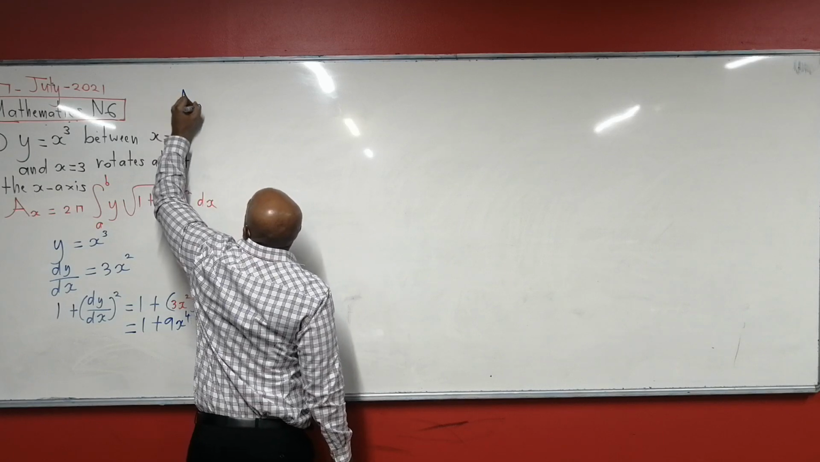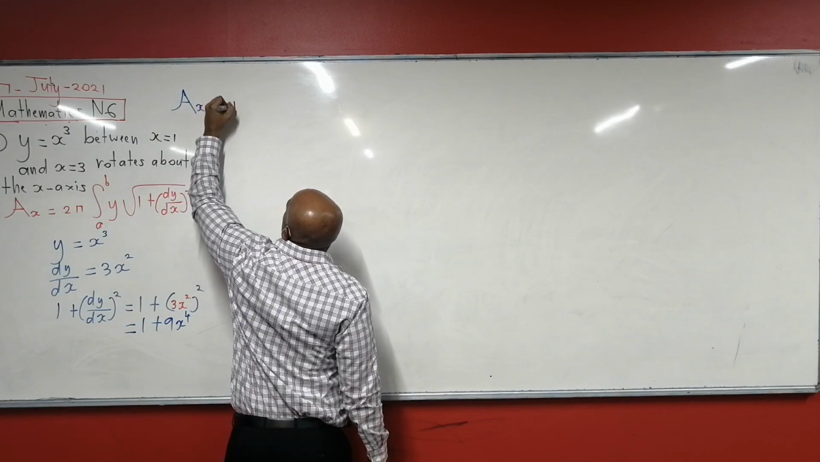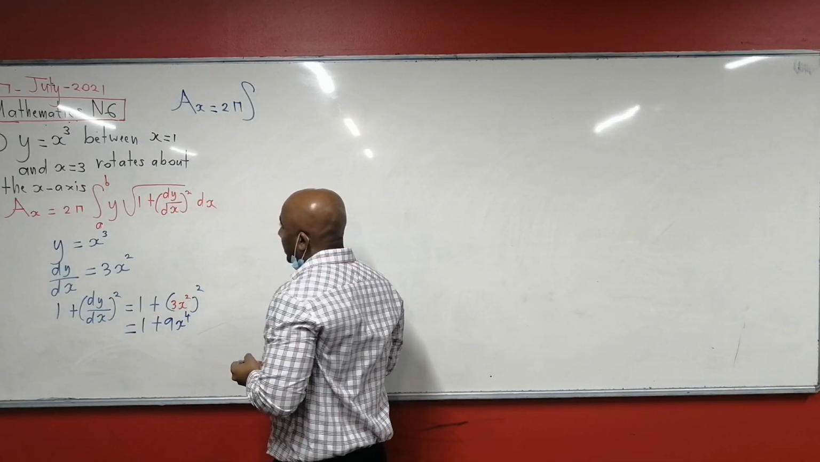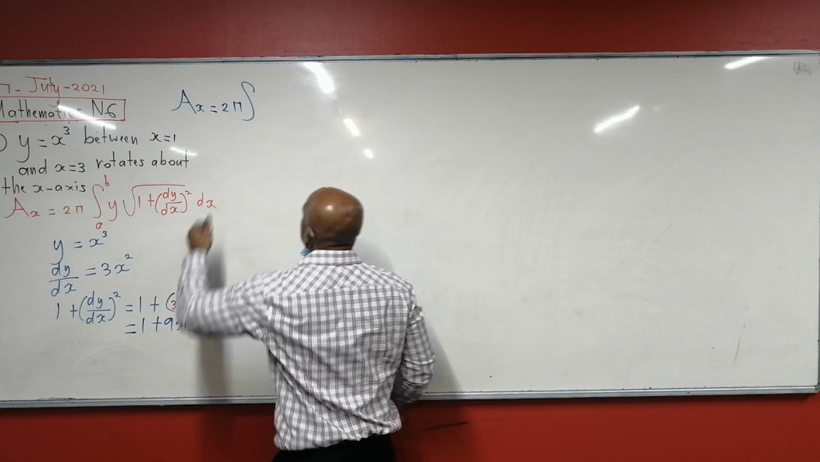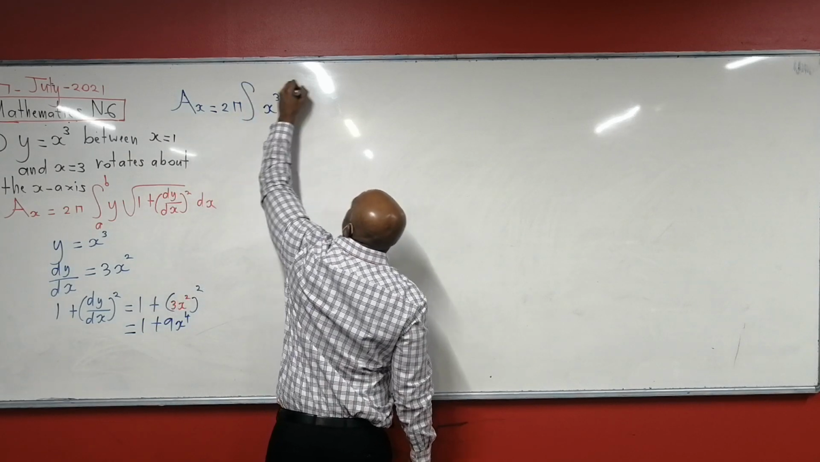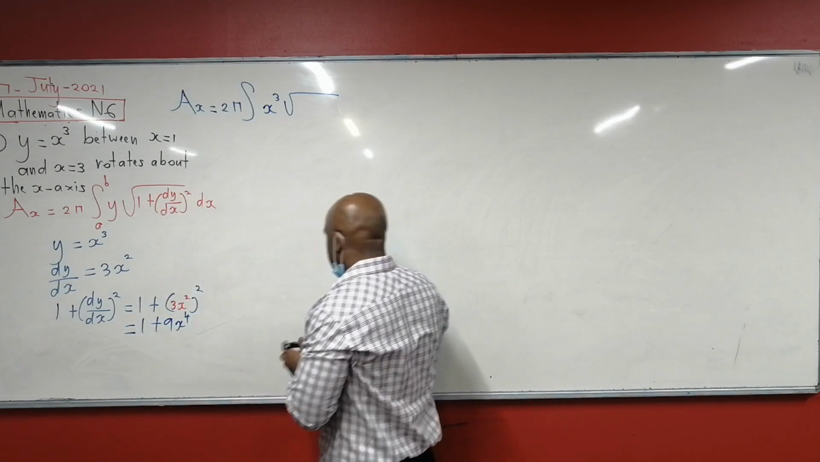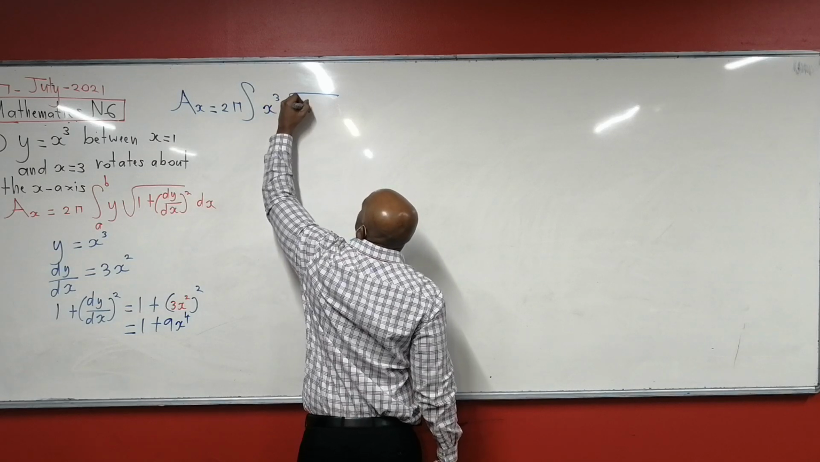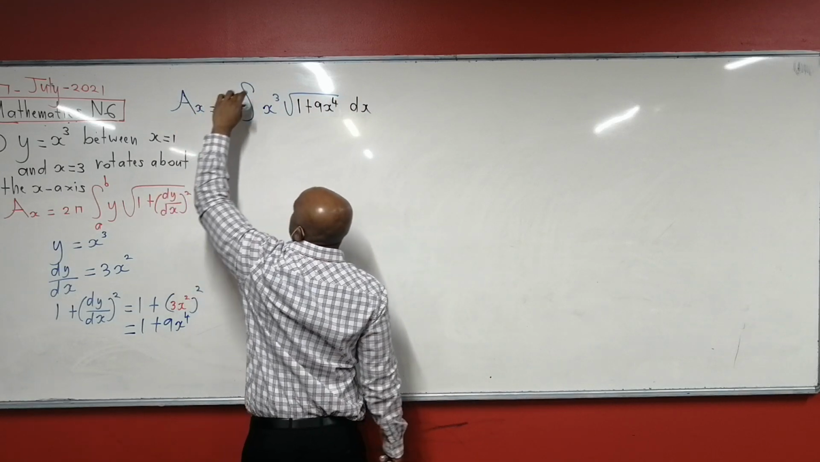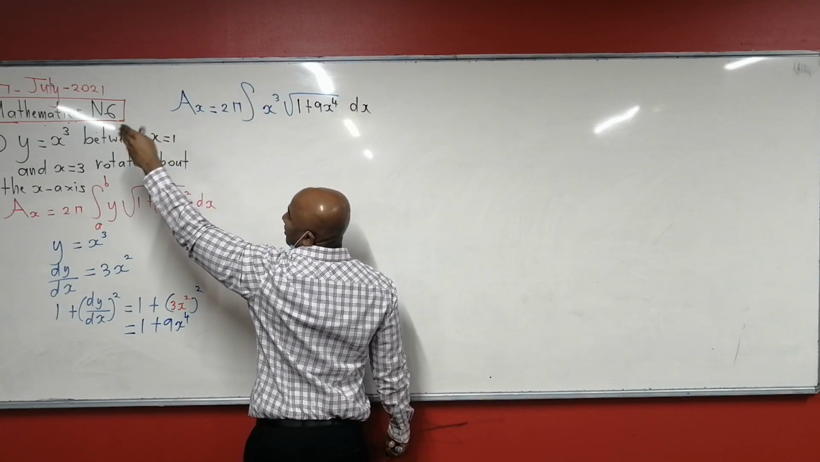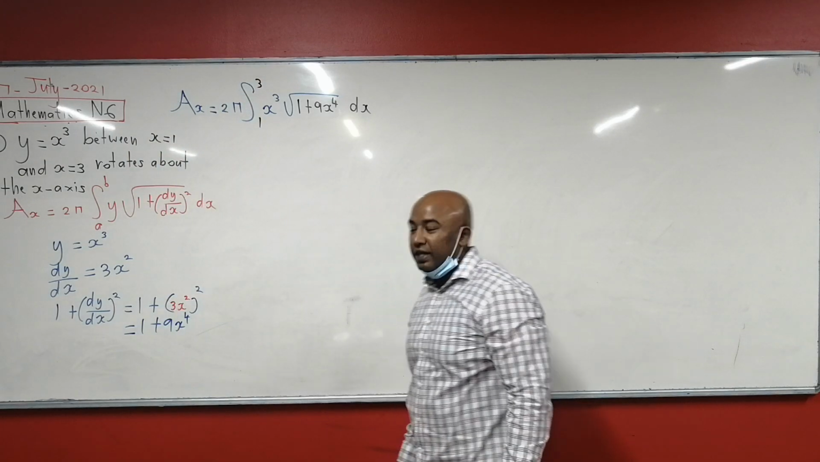So now I've got my area, revolving around the x-axis, is equal to 2 pi y. What is y? y is equal to x to the power 3 times the square root of, what did we just work out now? We worked it out, it was 1 plus 9x to the power 4, and that's integrating with respect to x. B and a, we are given from 1 to 3. So just double check if I copied down those values. Right, so that's 1 and 3.